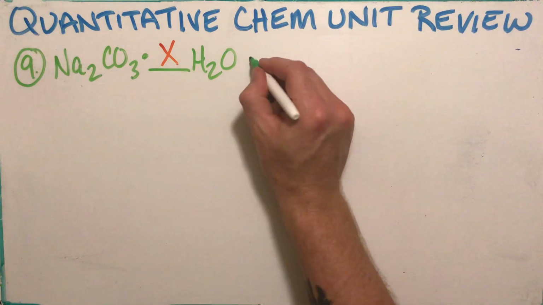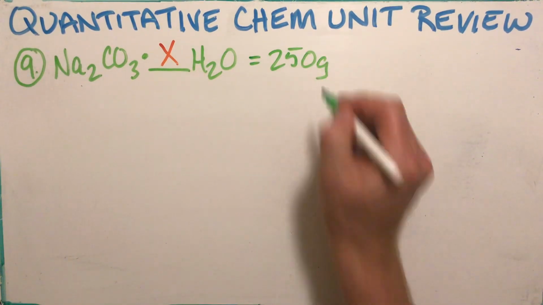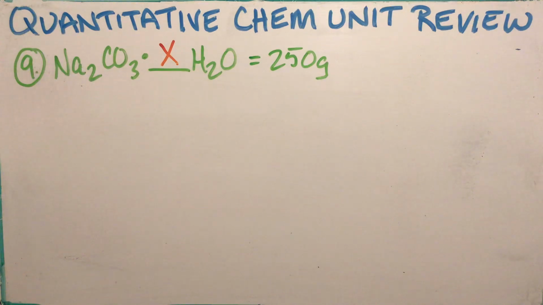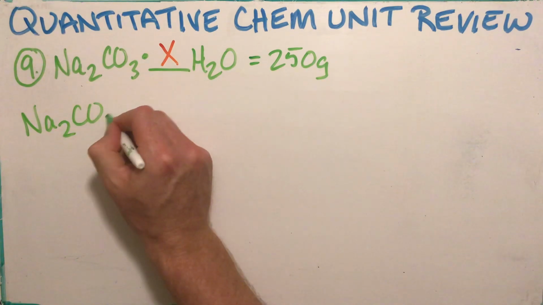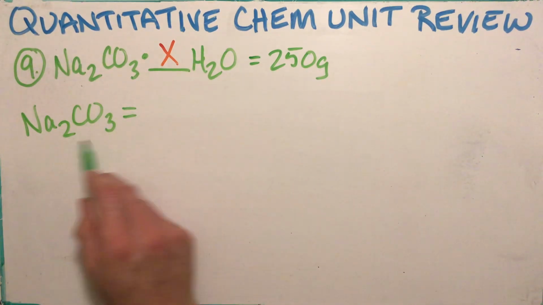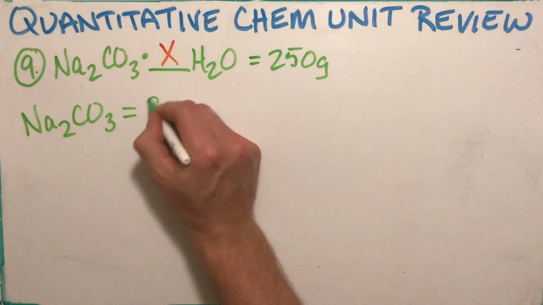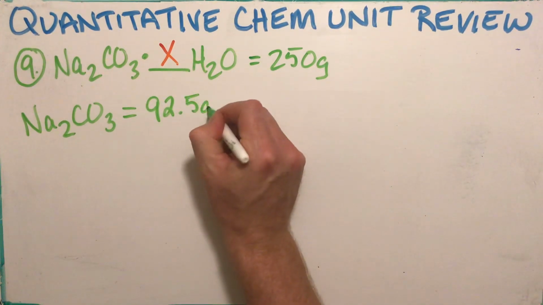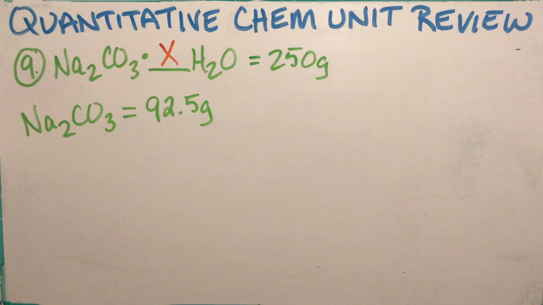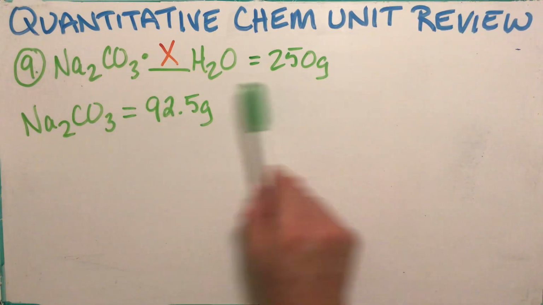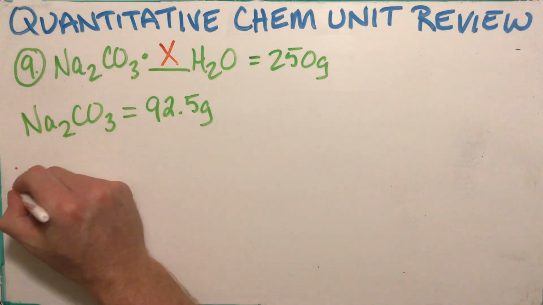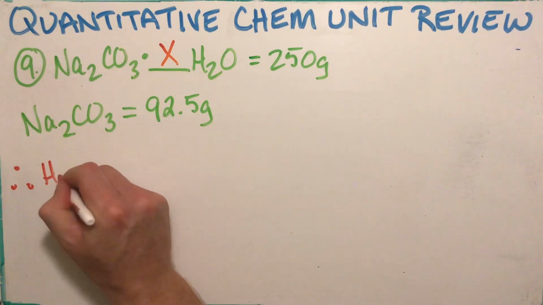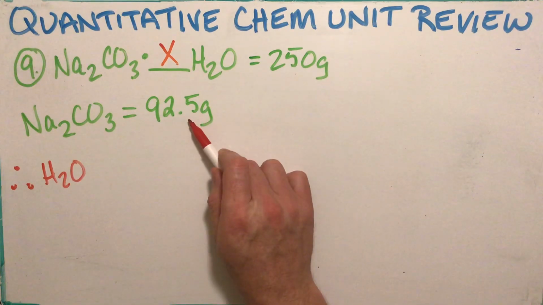Anyway, it says the hydrated salt was 250 grams. We heated it up, and all we had left over was the salt. All the water evaporated into the air. So the anhydrous, or dry form of the salt without the water, weighed 92.5 grams. So we have the mass of this, and we have the mass of this and this together. So now we can get the mass of water.